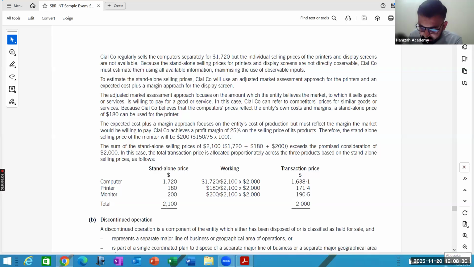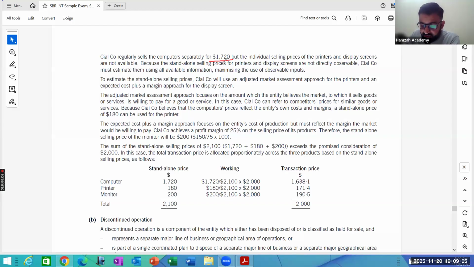Okay, so in the first paragraph they discuss that it should be allocated on the basis of standalone price, and if the standalone price is readily available, good, otherwise you have to estimate it. Now, as far as the standalone price is concerned, the standalone price of the computer is available, 1720, but the individual selling prices of the printer and the screen, the monitor, are not available.